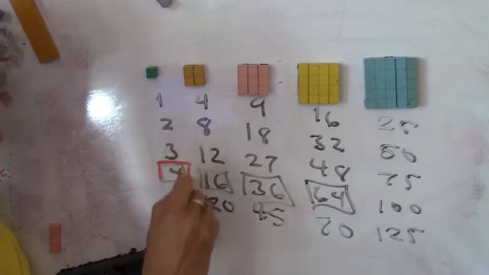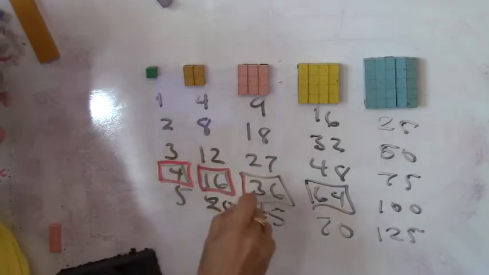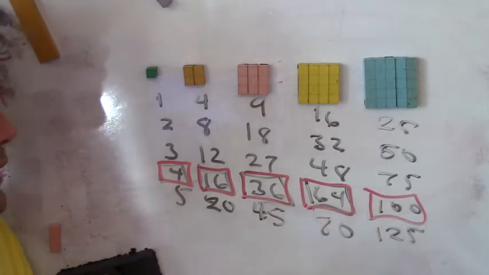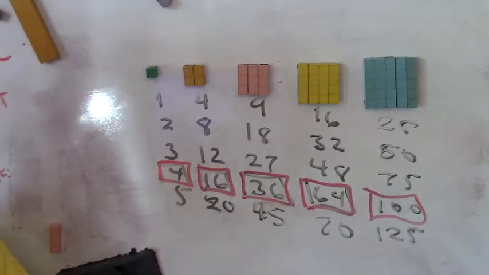Alright, so see this one? That's a perfect square, right? That's a perfect square. That one's a perfect square. Alright, we're about to do a lesson on radicals.